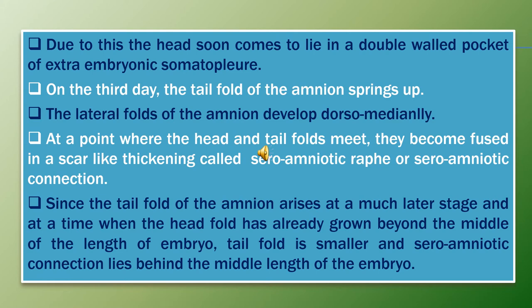Since the tail fold of the amnion arises at a much later stage and at a time when the head fold has already grown beyond the middle of the length of the embryo, the tail fold is smaller and the seroamniotic connection lies behind the middle length of the embryo.